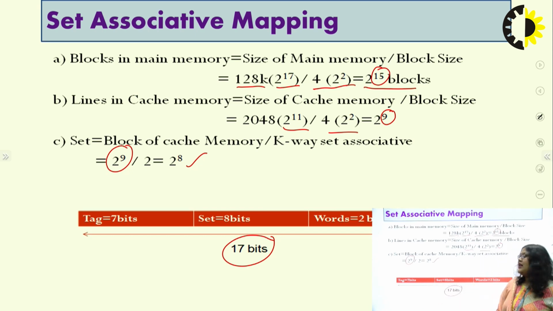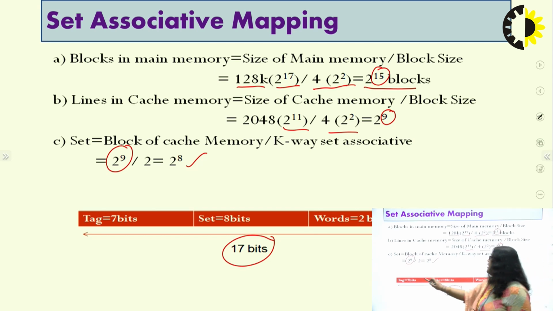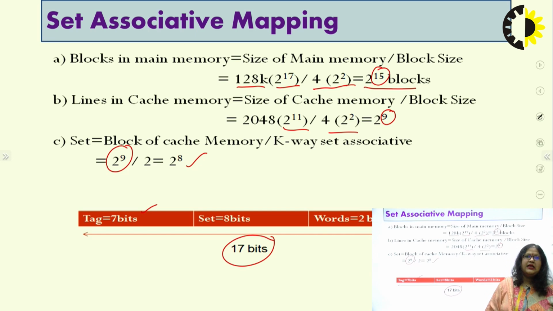And how many bits are used for the tag? That is 17 minus 10, that is 7 bits used for the tag. So this is the basic question of set associative mapping.